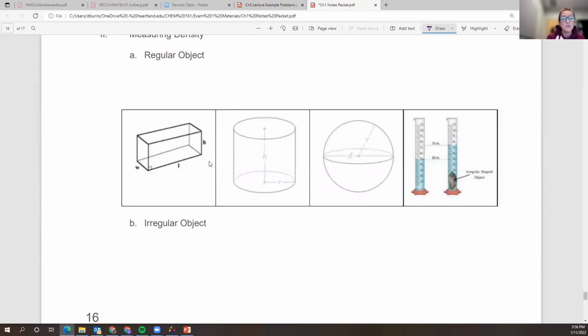So when you're writing procedures or answering questions, that specific piece of equipment is called an electronic balance. Okay, and then for volume, there's a couple ways you can do it.